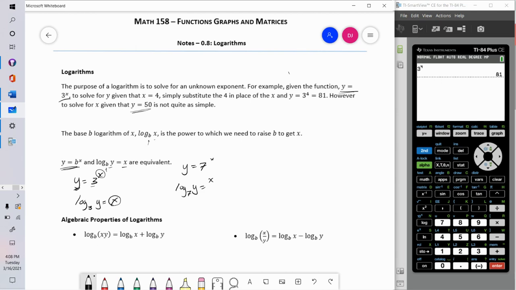So for example, suppose we have y equals 10 to the x and y equals 1000. 10 to the x equals 1000. In other words, log base 10 of 1000 equals x. And that value of x would be 3 because 10 to the third is equal to 1000. Logarithms can be a little bit difficult to work with.